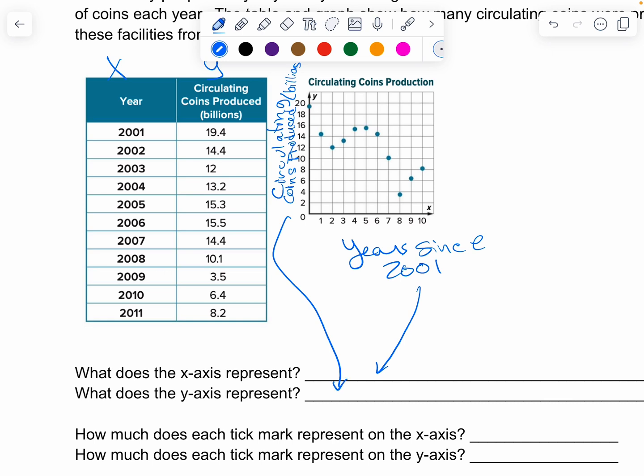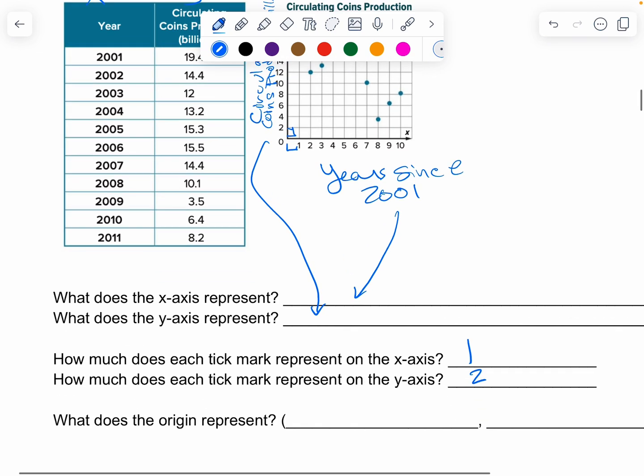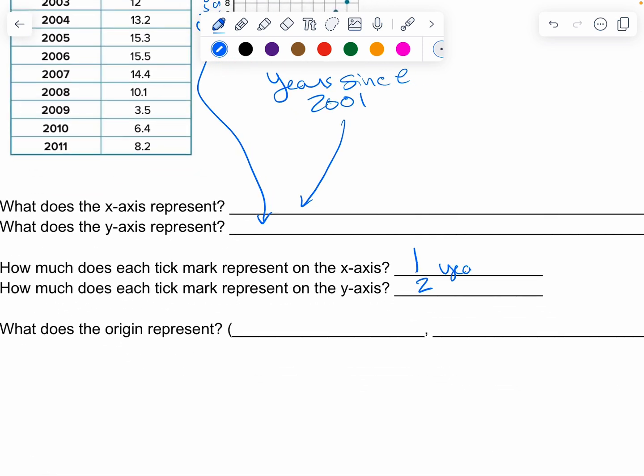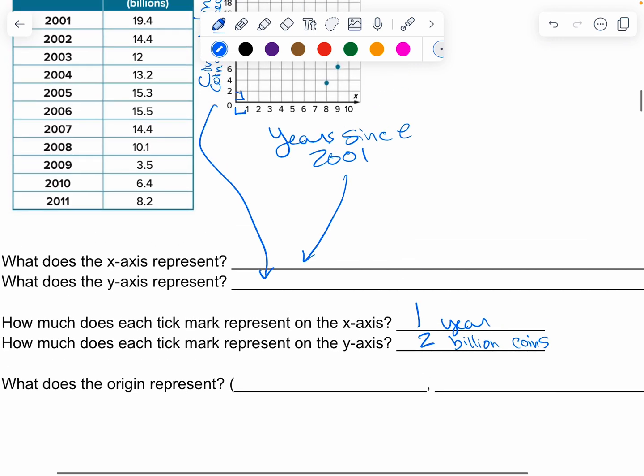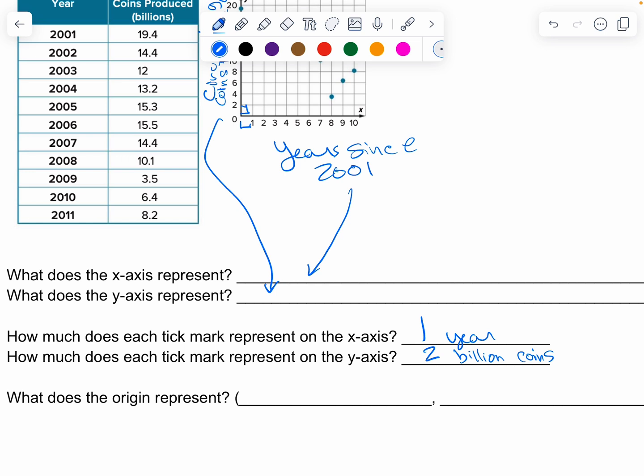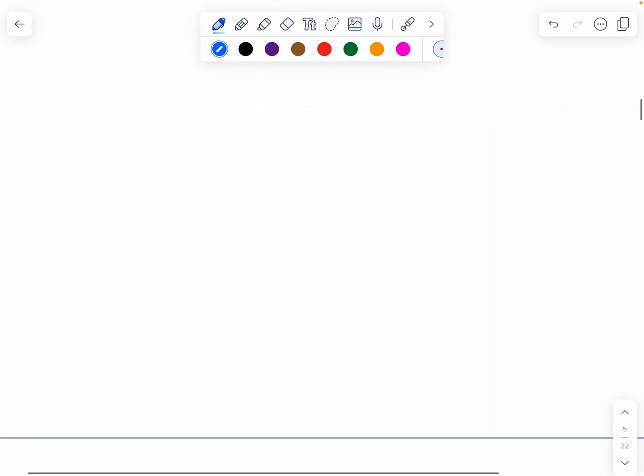How much does each tick mark represent? For the x-axis, 1. How much does each tick mark represent here? 2. 1 what? 1 year and 2 billion coins. What does the origin represent? The origin represents the year 2001 and 0 coins.